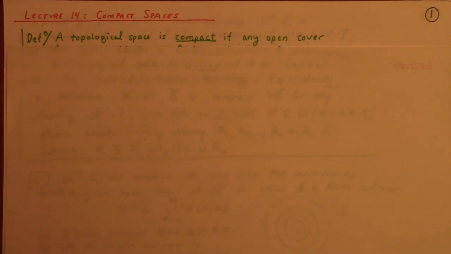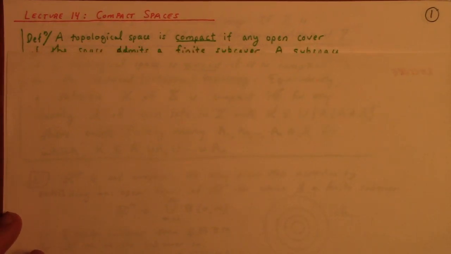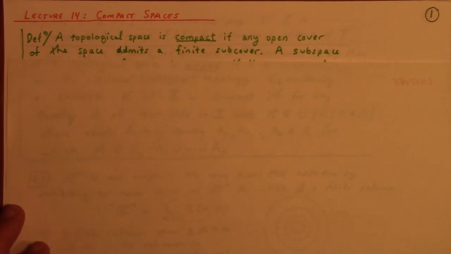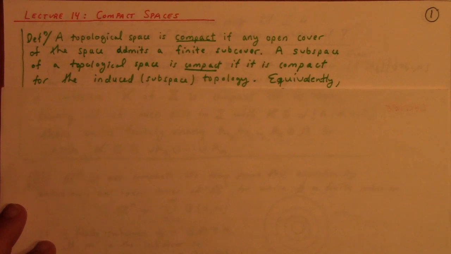All right. Welcome to Lecture 14 in Topology on compact spaces. I have 20 minutes. A topological space is compact if any open cover of the space admits a finite subcover. A subspace of a topological space is compact if it is compact for the induced subspace topology.